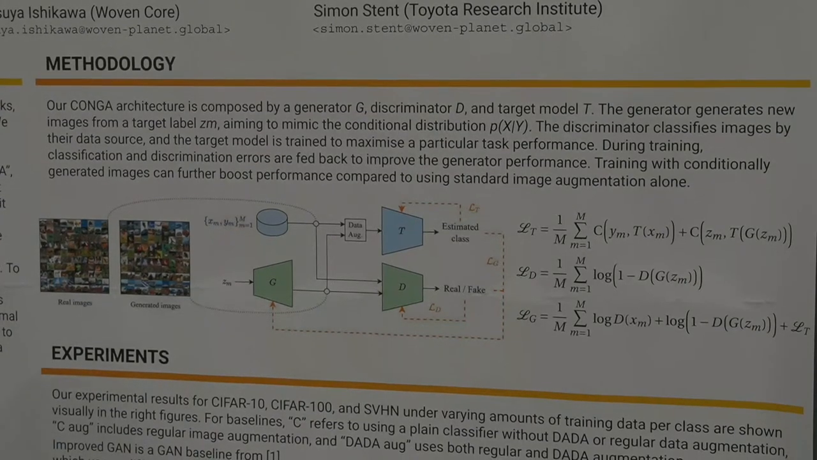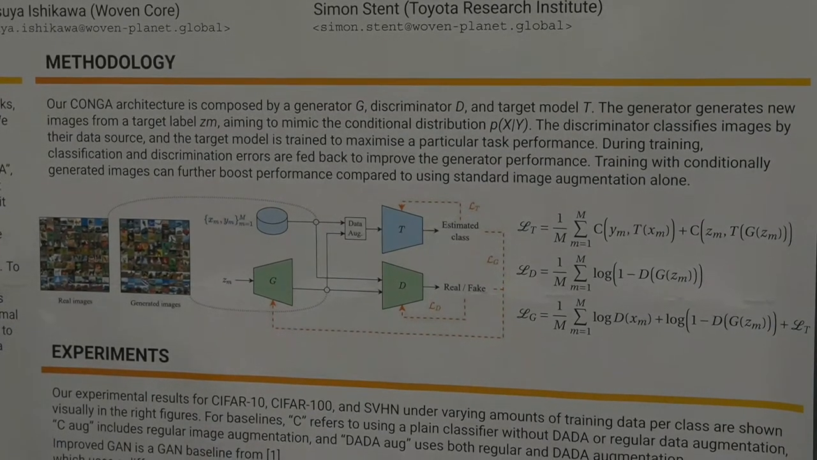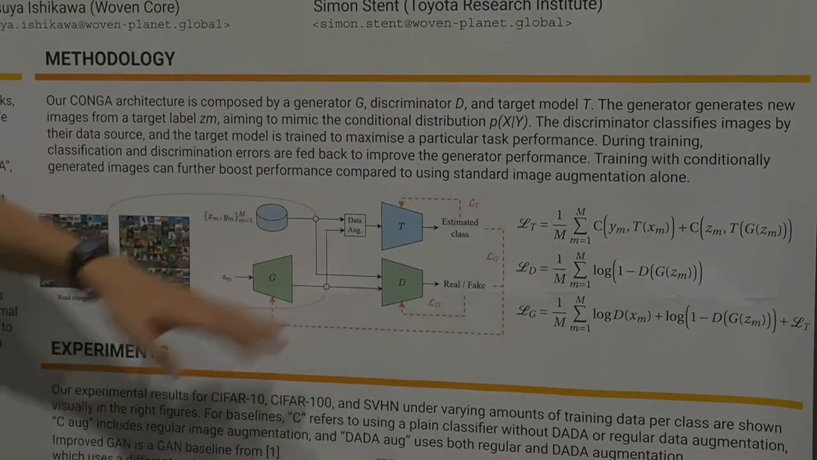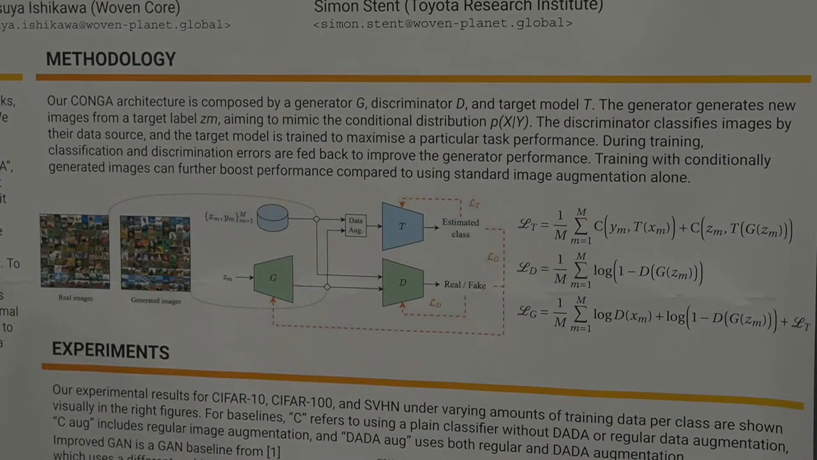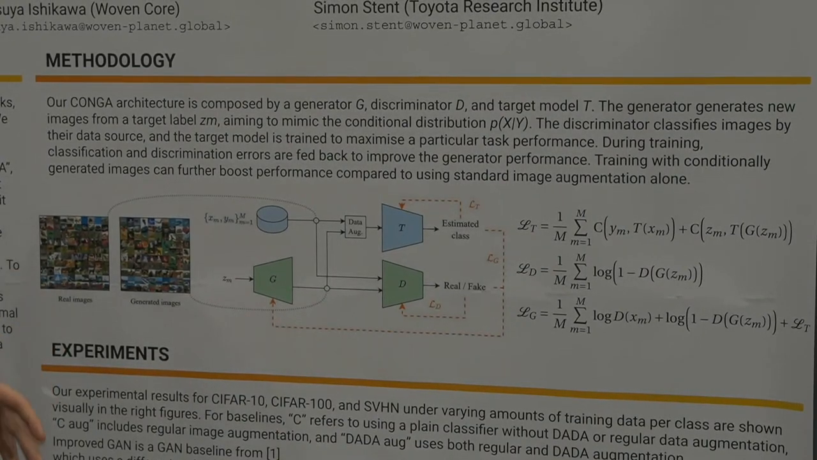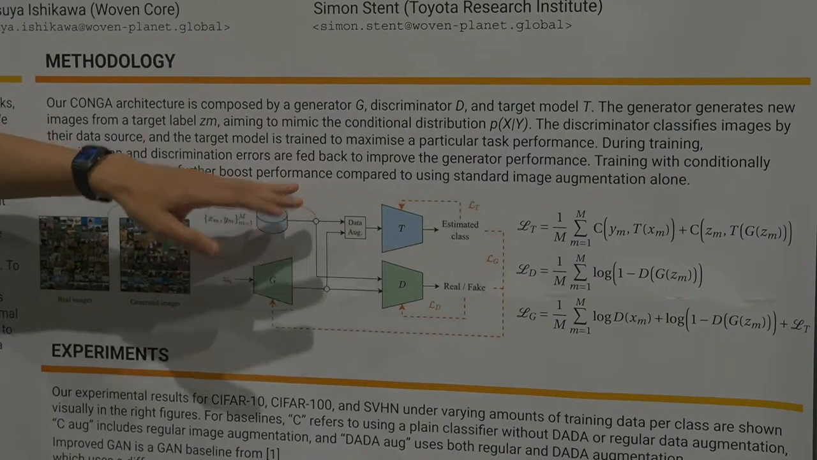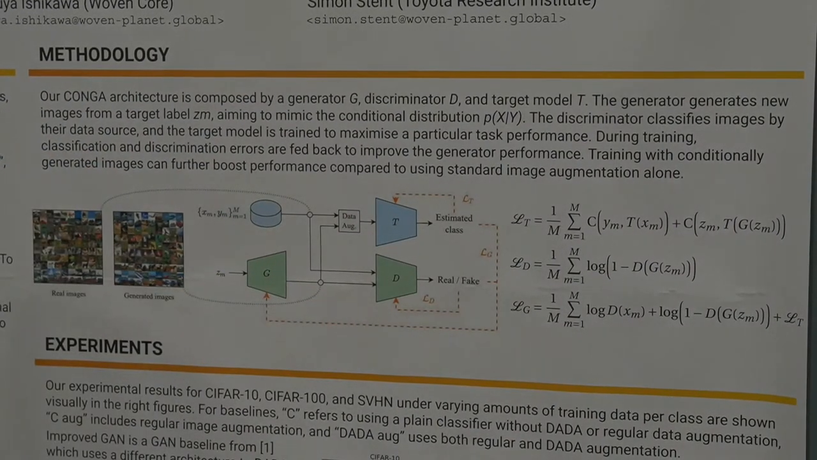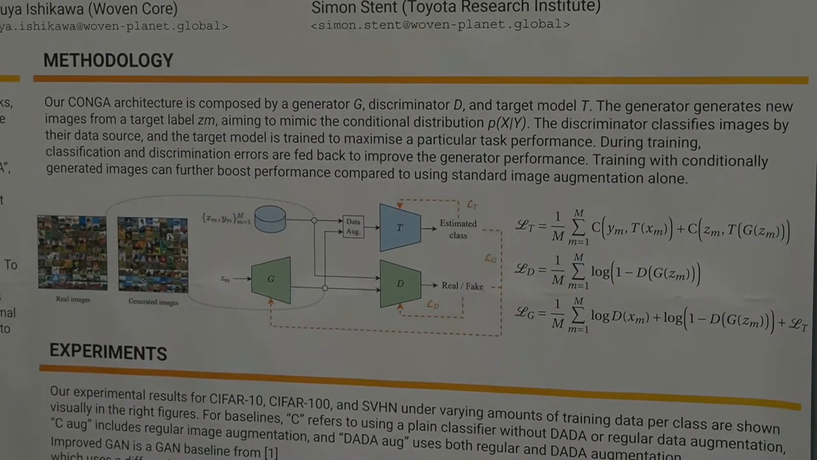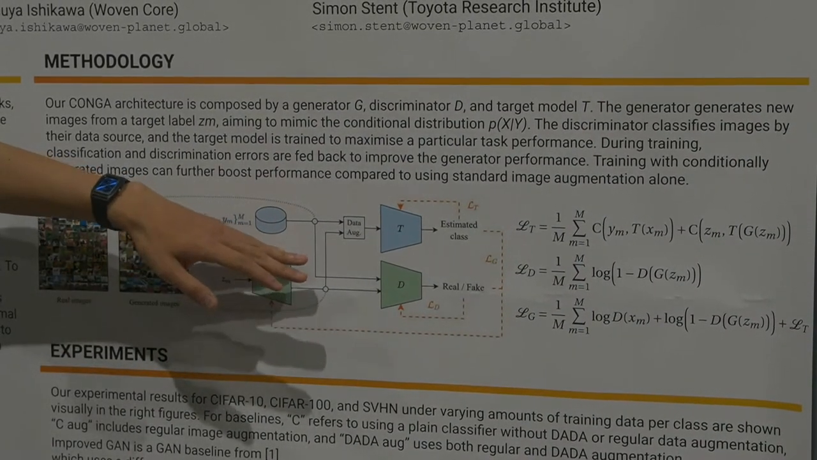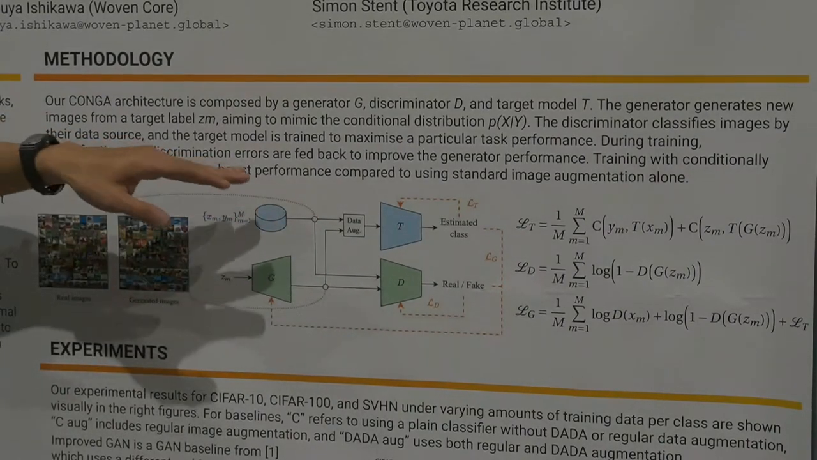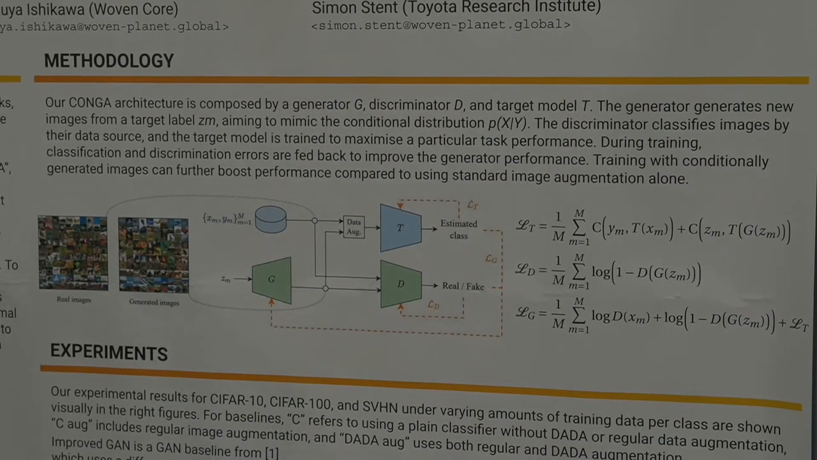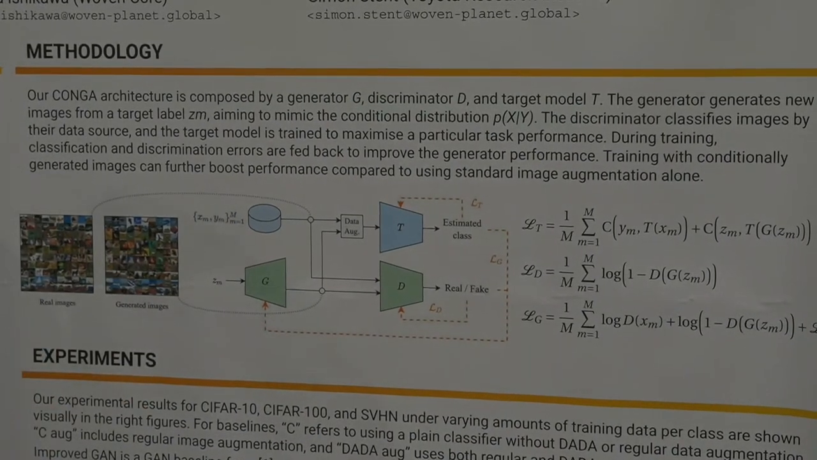From the viewpoint of comparison with the previous works, in our architecture, the target model and discriminator are perfectly separated. In other words, in the previous work, the target model plays a role as both target model and discriminator. We think it's better to separate because in our architecture, the target model can focus on the target task like regression or classification and does not need to worry about the discrimination task.